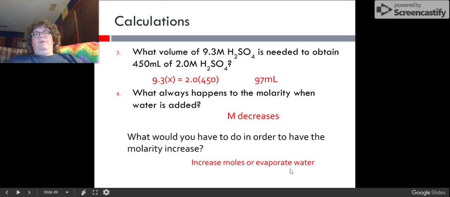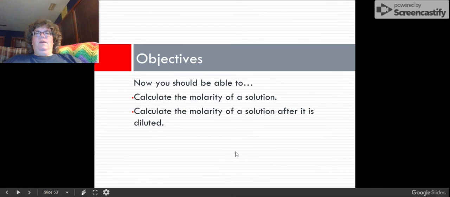You can also evaporate off the water, but that would take some time. Like say you have tea and it's too weak and you don't like it. You don't want to have to wait to evaporate the water. No, you're thirsty now. So you would just increase the amount of stuff that you're adding, the solute. So hopefully now you can calculate the molarity of a solution and then figure out the molarity of a solution after it is diluted. We will work on some problems in class.